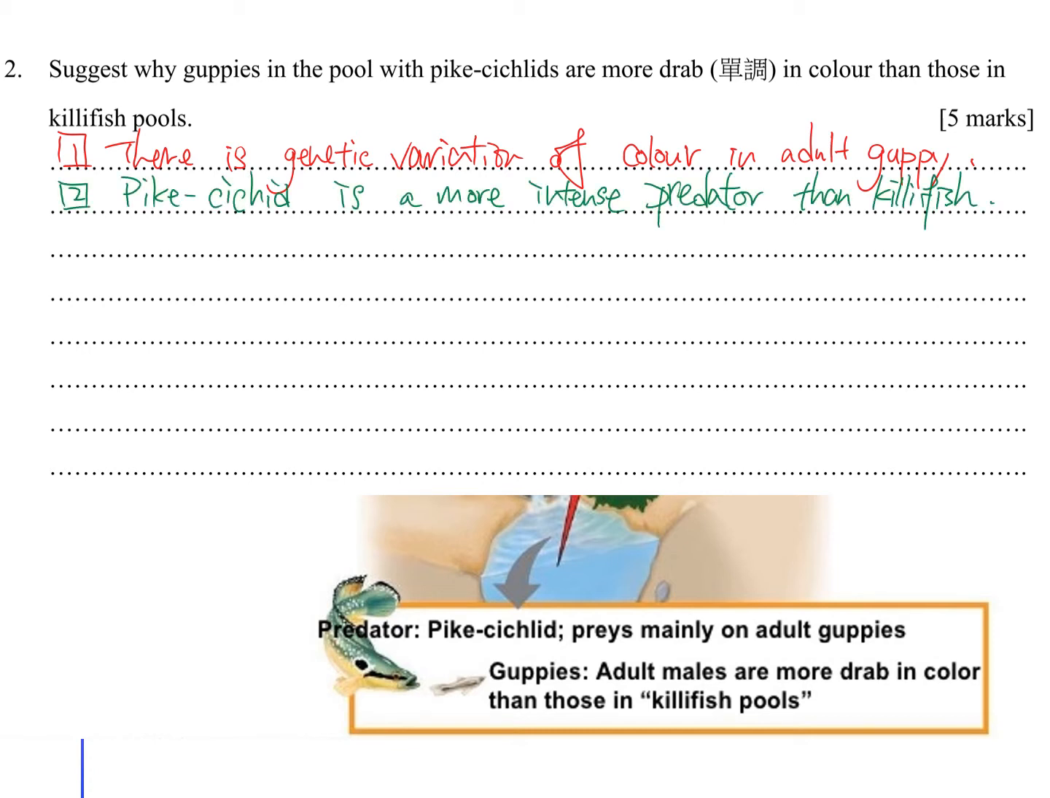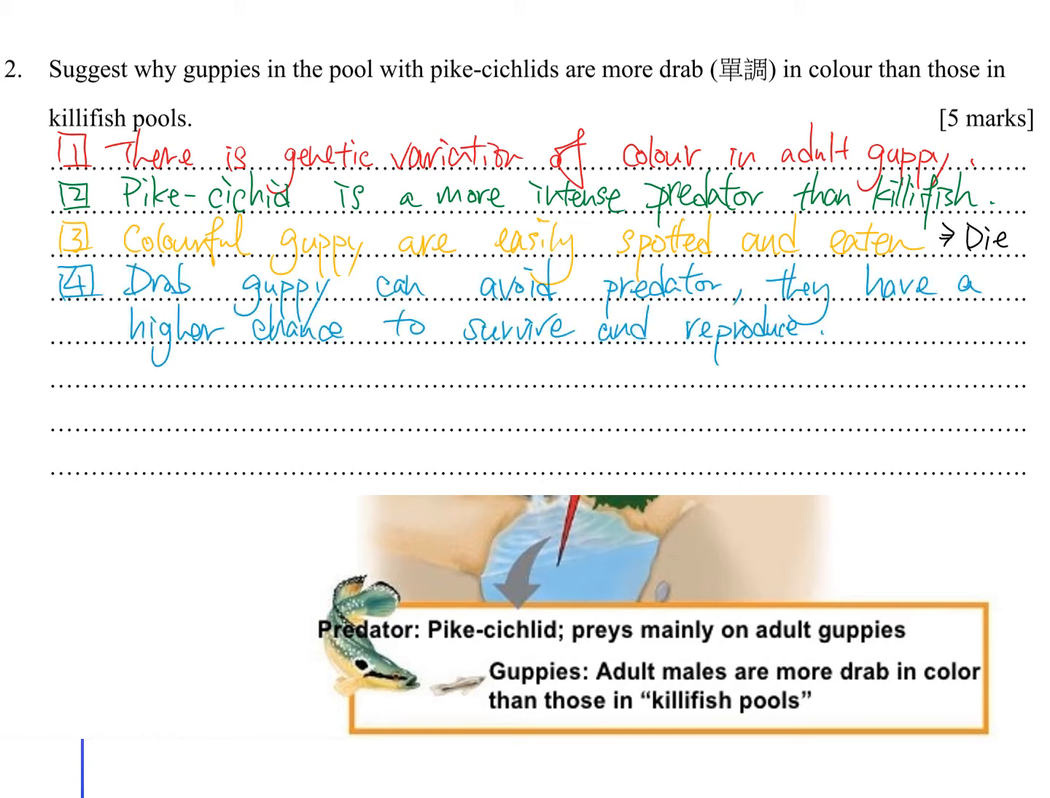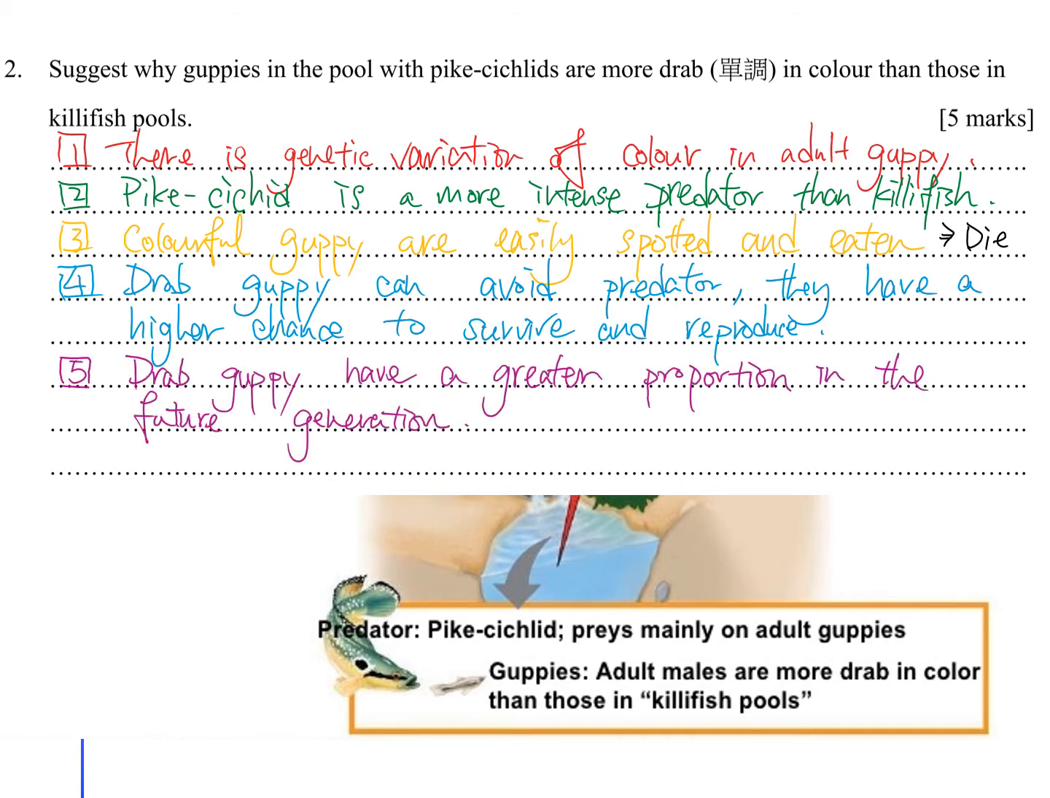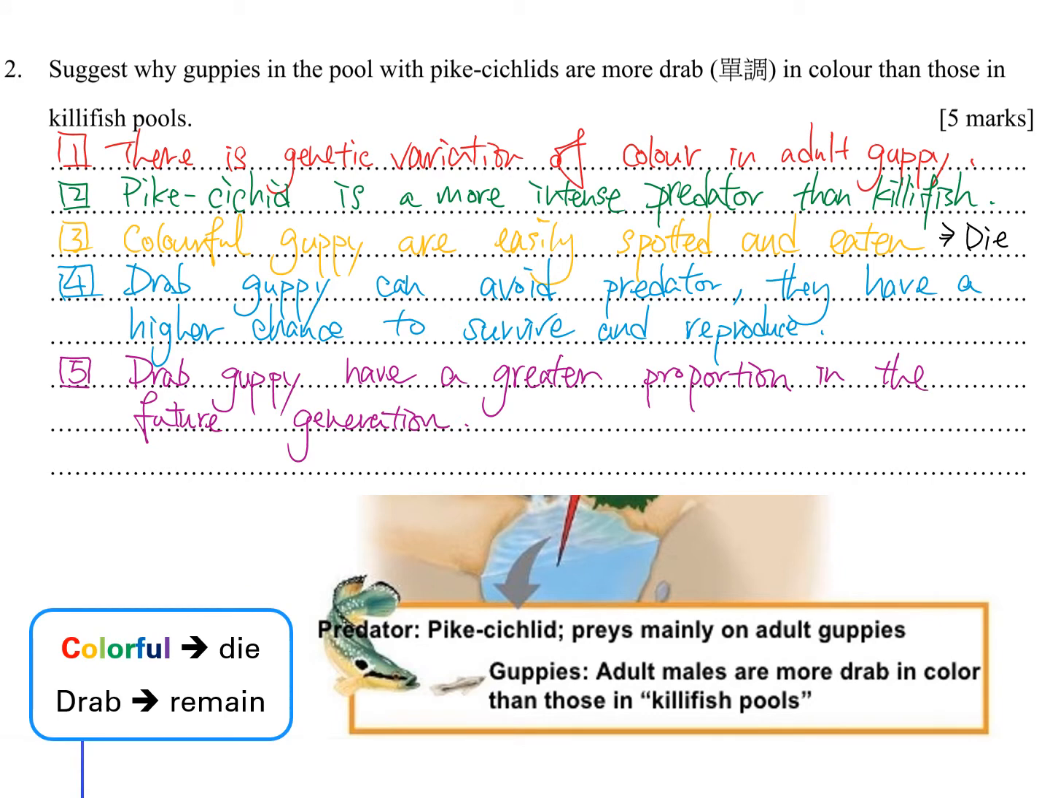Because we know that the pike cichlid is a more intense predator than the killifish from the question, the colorful guppies are easily spotted and eaten, so they will be dead. On the other hand, the drab guppies can avoid the predator. They hide better, they are not colorful, so they have a higher chance to survive and reproduce. At the end, you can tell the change in the proportion. The drab guppies have a greater proportion in the future generation.